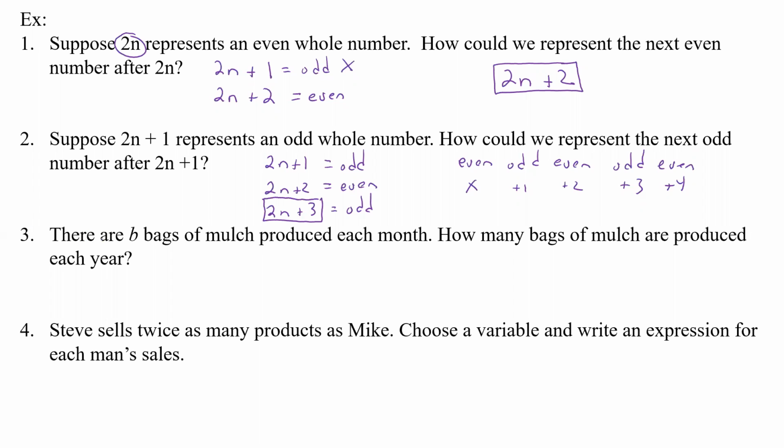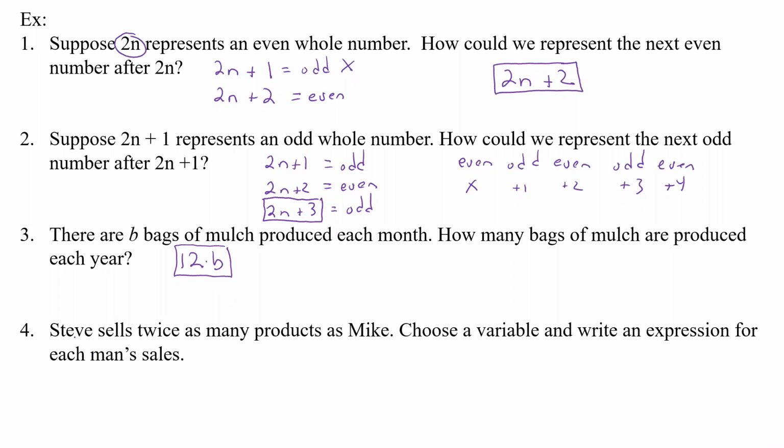All right, this one says there are B bags of mulch produced each month. How many bags of mulch are produced each year? Well, how many months are there in a year? There are 12 months in a year, and each month has B bags. So if we take 12 times B, that will tell us how many bags are produced each year. If we had 1 bag of mulch produced each month, then we take 12 times 1, and that would give us 12. But all we know really is it's a B.